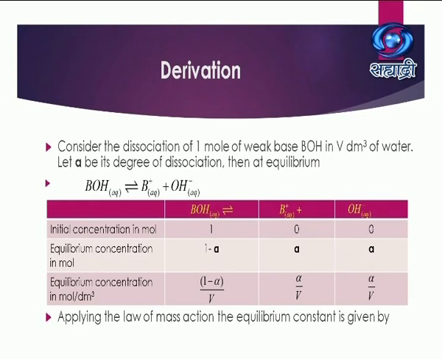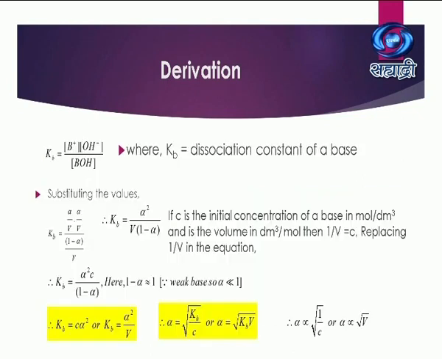Let us divide by total volume V dm cube and we will end up with the active masses, that is equilibrium concentrations. So for BOH, 1 minus alpha upon V; for B plus ions, alpha upon V; for OH minus ions, alpha upon V. Let us apply law of mass action to calculate the equilibrium constant, that is the dissociation constant of the base. The expression is Kb is equal to active mass of B plus into active mass of OH minus upon active mass of BOH, where Kb is the dissociation constant of a base.